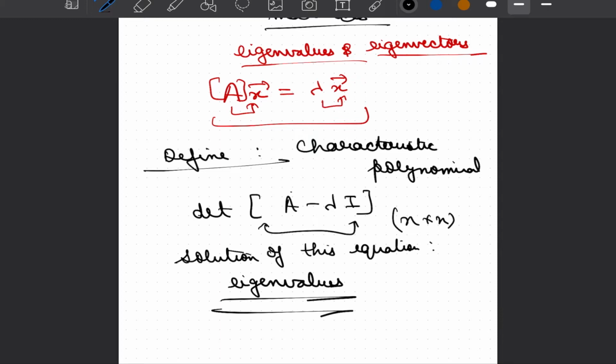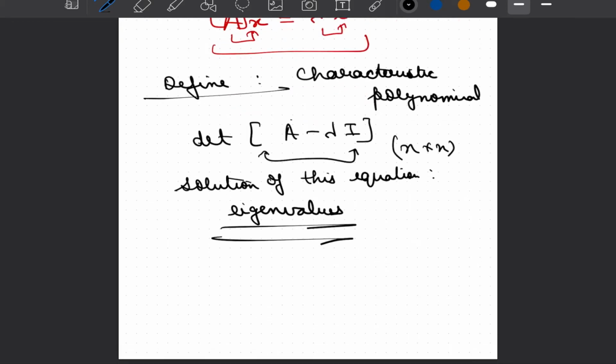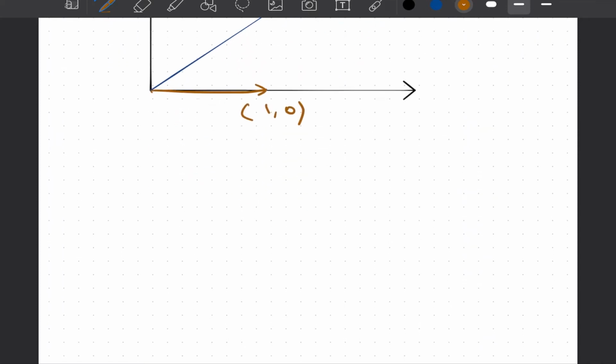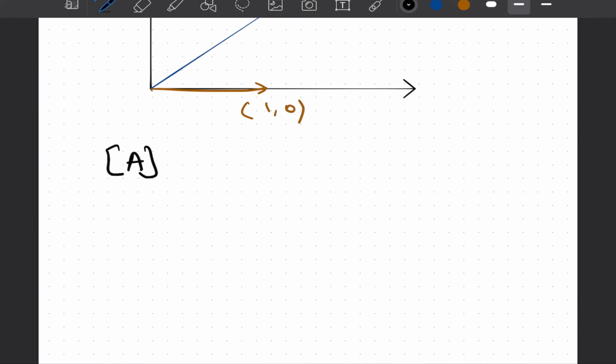Now, if this is clear, let us go a little bit more geometric and try to understand what eigenvalues would mean for a real vector. Let us consider a Cartesian coordinate system and a vector whose coordinates are given by 3, 2. Also, let us consider another vector which is along the x-axis and its coordinates are given by 1, 0. We introduce a transformation matrix A whose values are given by 1, 1 by 2, 0, 1.